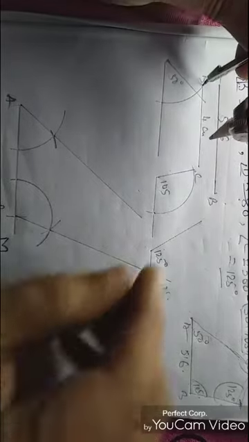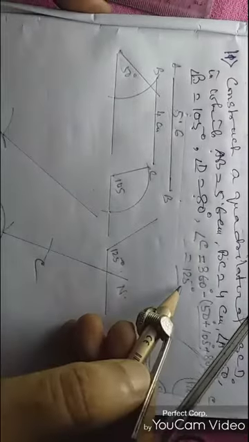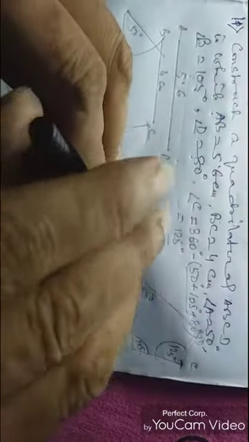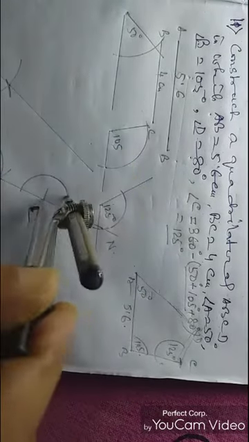This BC is given as 4 cm. Just get this line at the intersecting point. This is BC. Now at point C you have to draw 125 degrees. Take this also 125, with a suitable arc once again, and at the point C you need to draw 125 degrees.